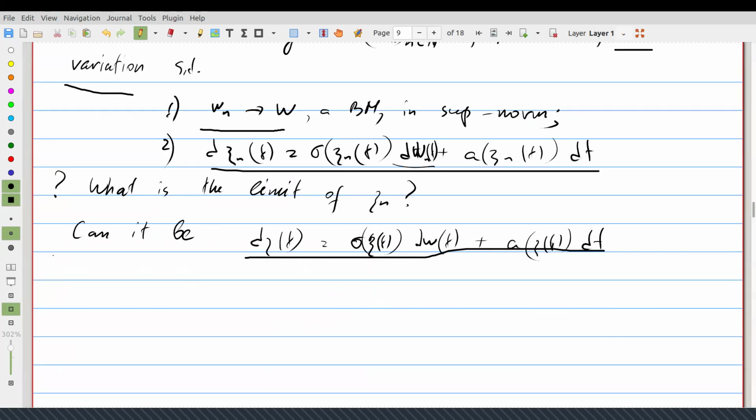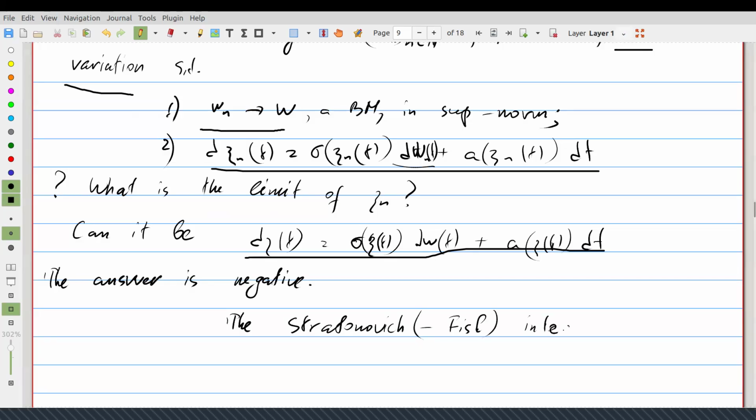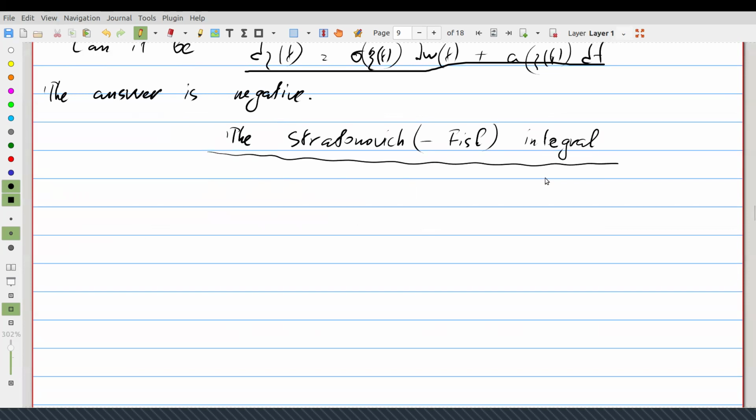And the answer is actually negative. The answer is negative. You don't obtain this. You obtain something corrected. And to do this, we will need to discuss something called the Stratonovich, sometimes called the Stratonovich-Fisk stochastic integral. It's going to be very short. I'm not going to prove much.